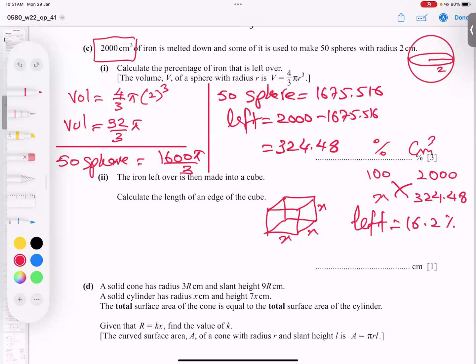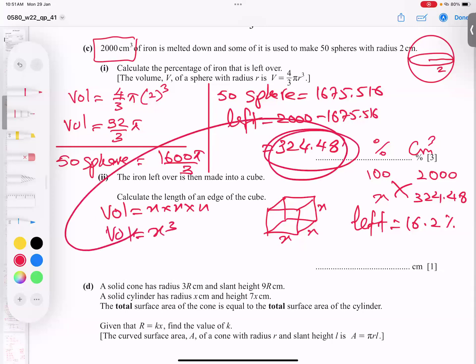So I mean one cube. X into X into X is called X cube. So volume is equal to length into width into height, or I can say volume is equal to X to the power 3. This volume will come here.